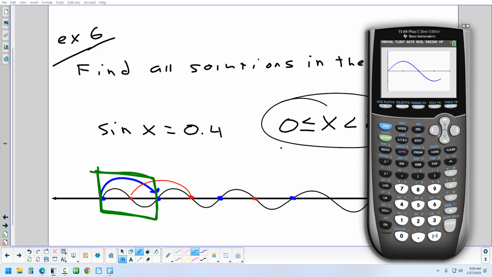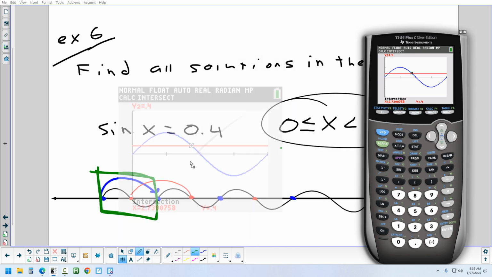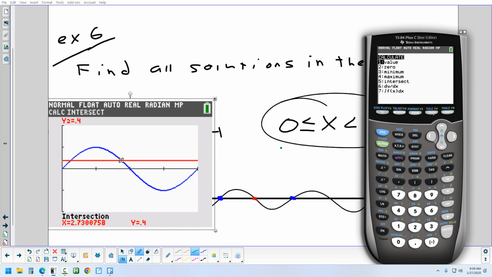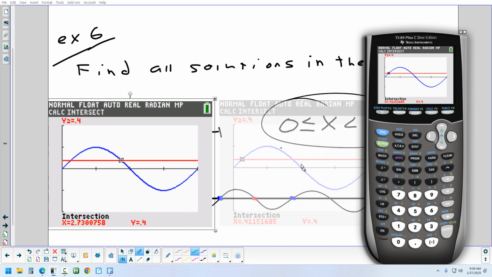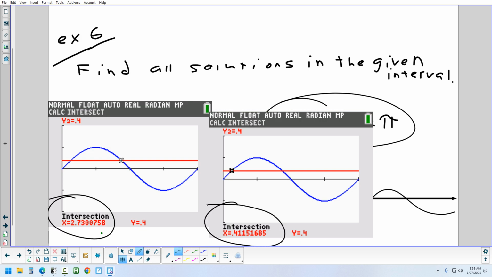Okay. So how many answers do we get per cycle? 2, right? 2 answers. So we're going to do second calc intersect. Do the first one. Put that over there. And do second calc intersect again. This time, move your cursor more than halfway. That should be good enough. And there's the second one. Okay, so the 2 answers are 2.73 and 0.41.